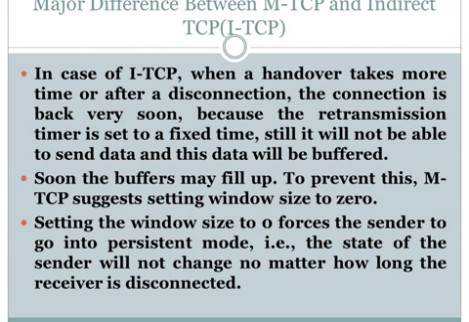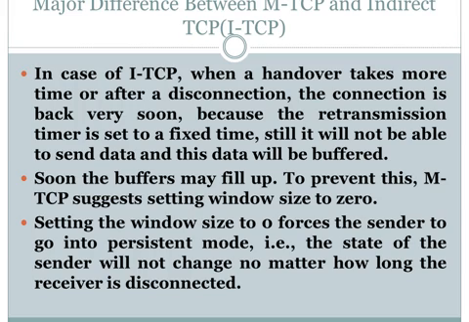And you can see, in fact, these statements indicate the serious problem of buffer overflow in the case of indirect TCP. You can see there is something called a retransmission timer. So whenever a disconnection occurs, until that retransmission timer resets, it would remain disconnected.